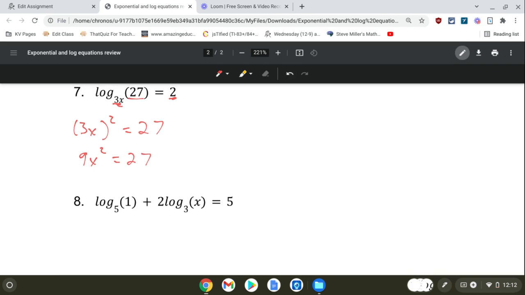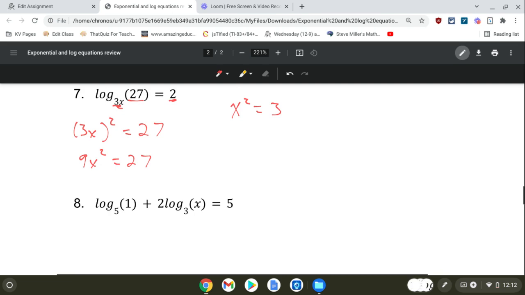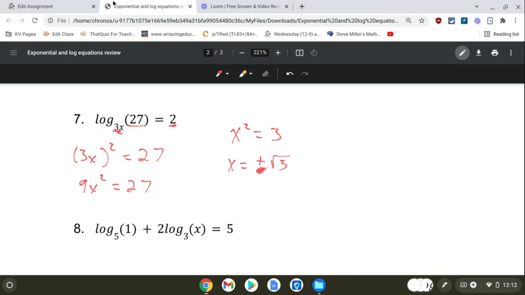Divide by 9, and you'll get x squared is equal to 3, and then take the square root of both sides, and you're going to get x equals plus or minus root 3. But you can't have the minus version because your base of a logarithm always has to be positive. So you have to exclude the negative answer there.